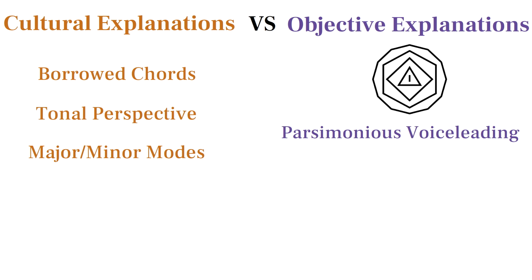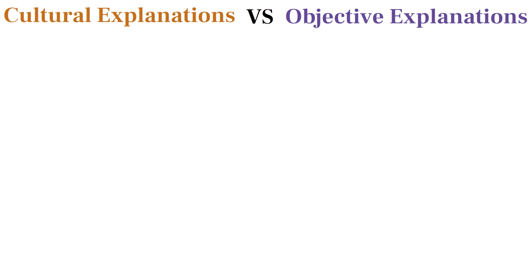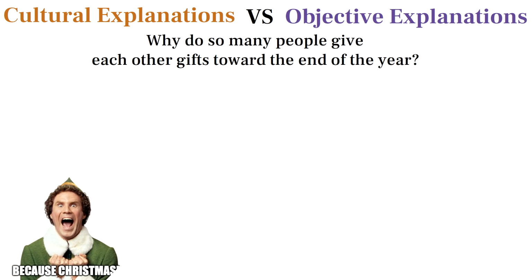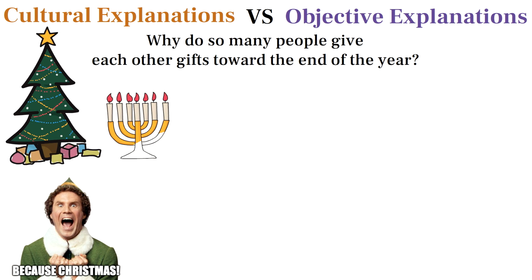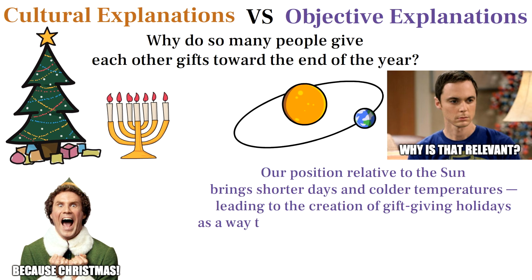I'll explain the voice leading perspective soon, but first here's a non-musical example to illustrate the difference between cultural explanations and objective explanations. Why do so many people give each other gifts towards the end of the year? The cultural explanation is that there are holidays like Christmas and Hanukkah at the end of the year that involve gift giving. Yet this begs the question, why do these traditions exist in the first place? For that, we'd need to turn to objective facts about the relationship of the Earth to the Sun, creating cold temperatures and short days.